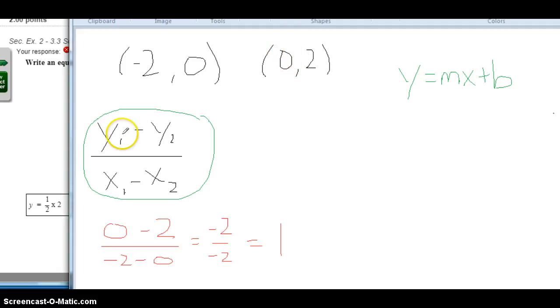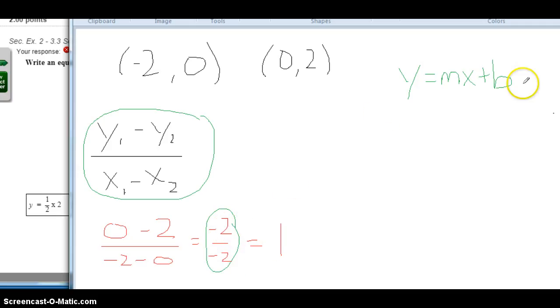And you always, for the slope, take the first y value and subtract the second y value on top. So 0 minus 2 is what's going to go on top. And then you take the first x value and subtract the second x value. So -2 minus 0 is what goes on bottom. Reduce both of those, you get -2 over -2, which reduces down to 1.